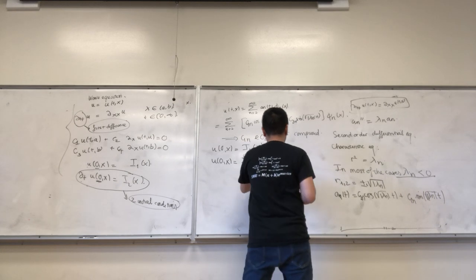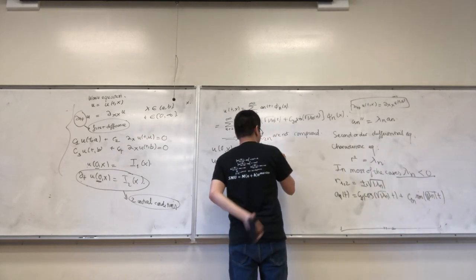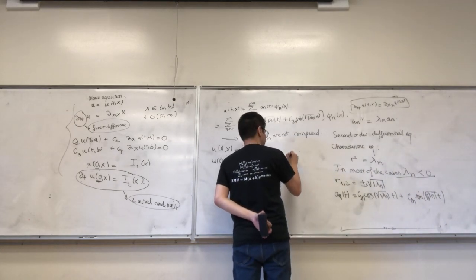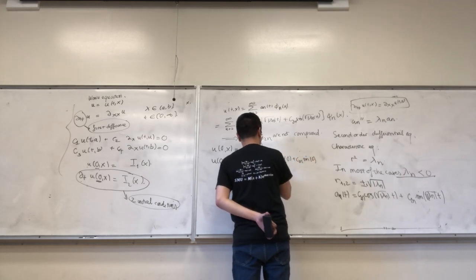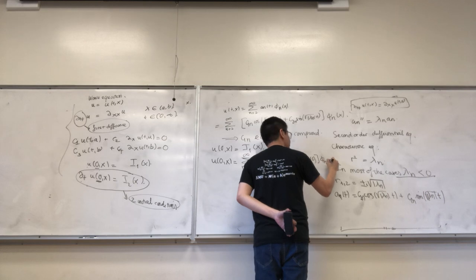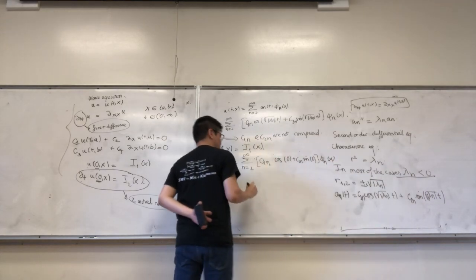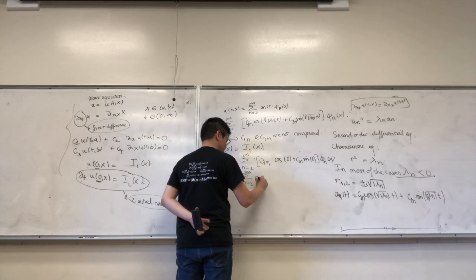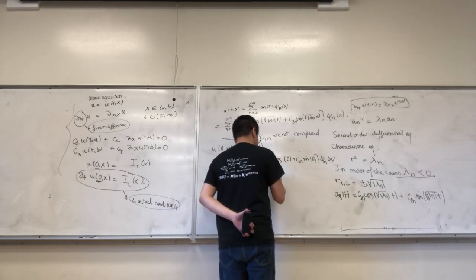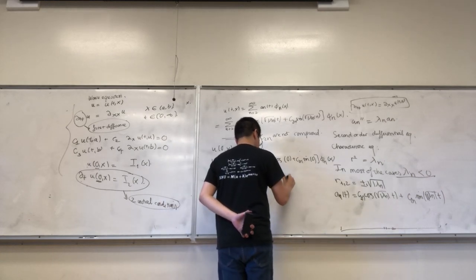...cosine of 0 plus c2n sine of 0, times phi_n(x). So this is the sum when n goes from 1 to infinity of c1n phi_n(x), right?